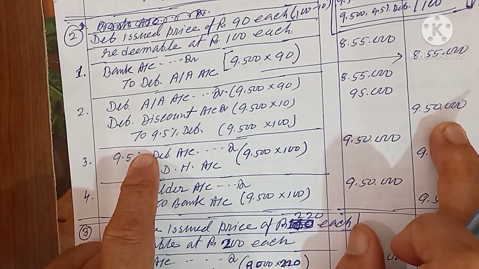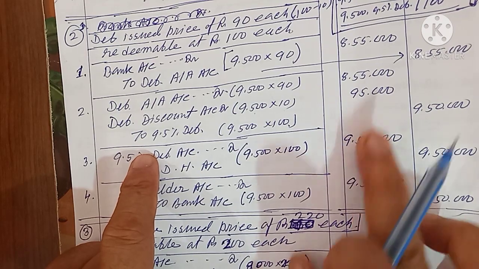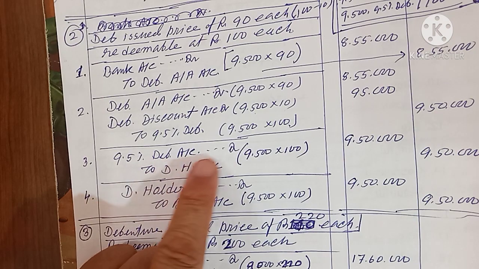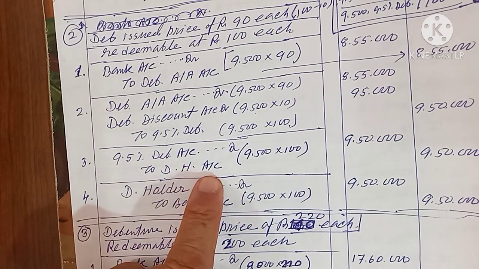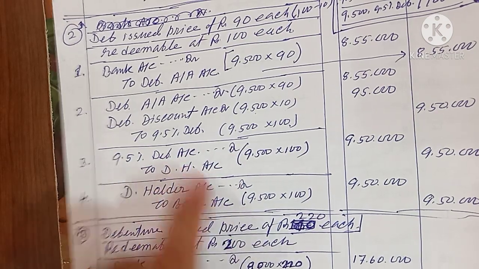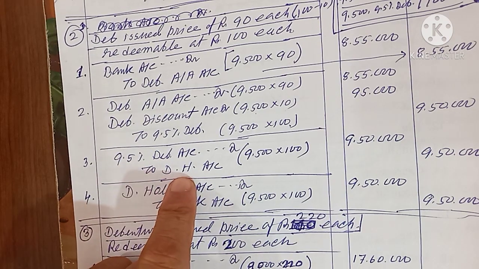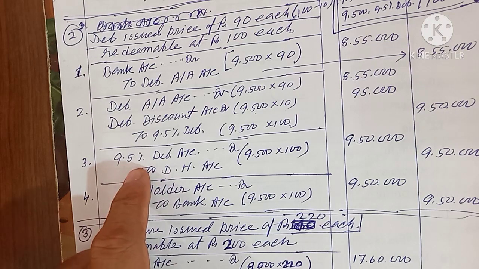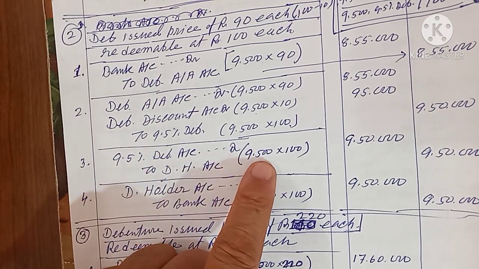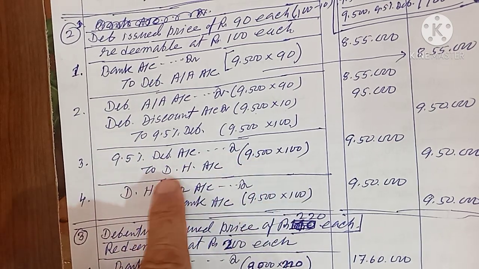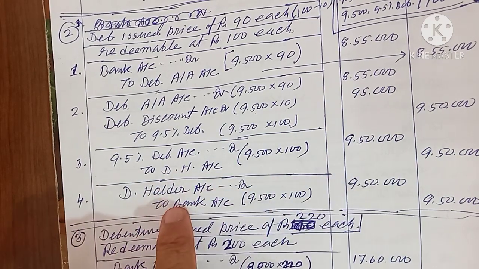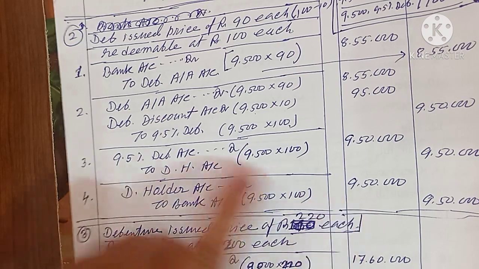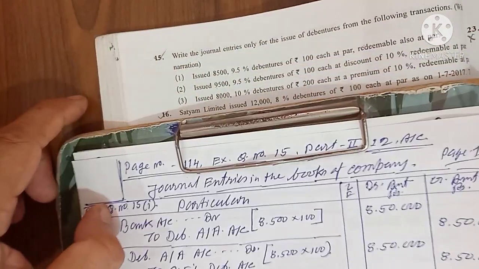Now how much do you have to pay? You have to pay 9,50,000. While you issued, at that time you got a loss. So 9.5% debenture account debit to debenture holder, and debenture holder account debit to bank. This everyone of you knows: credit the debenture holder, and afterwards debit the debenture holder and make the payment. 9.5% debenture account debit 9,500 into 100 to debenture holder 9,50,000, and debenture holder account debit to bank, that is 9,50,000. Second is over. Now we are coming to the third one.